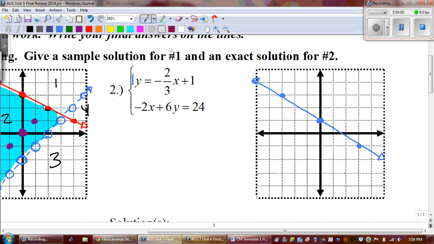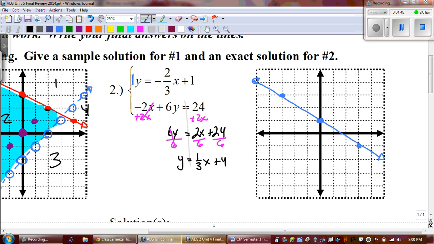All right, our next one, once again, it's not solved for us, so we're going to have to solve it ourselves. We want to get the y by itself, so we're going to add 2x to both sides, and we get 6y equals 2x plus 24. We're going to divide everything by 6, and remember, you always want to reduce. So y equals 2 divided by 6 ends up being 1/3 x, and 24 divided by 6 is 4.